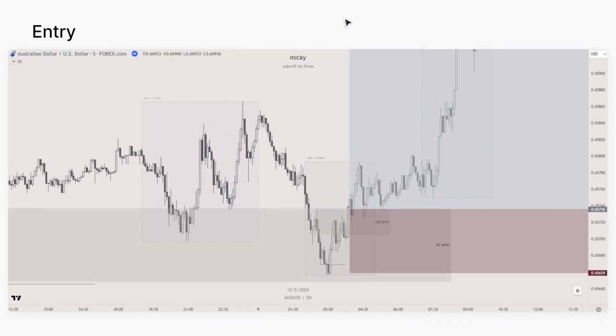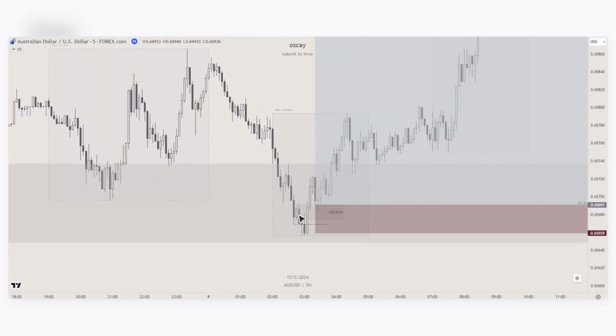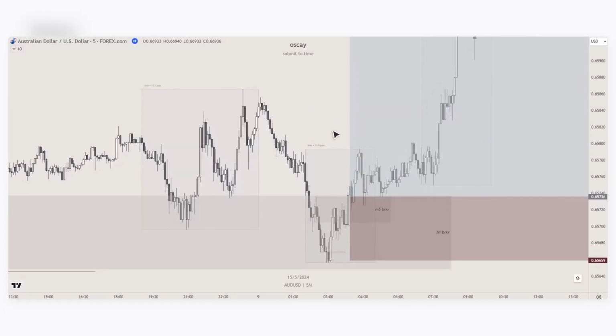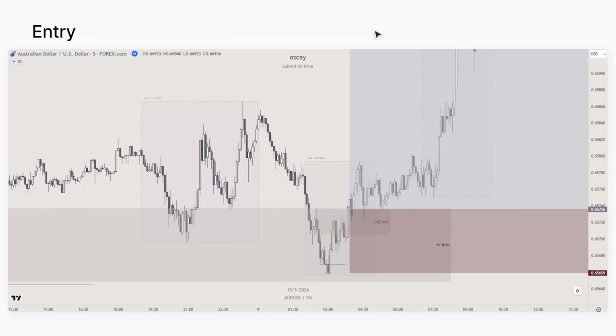Now, if you want some extra confirmation, right here we entered on this breaker, the first one, but people could be like, oh no, that's an internal breaker. Okay, I'm gonna give you the benefit of the doubt. So we have a high that rebalanced the fair value gap right here. We displace through it, and then you could see that as a breaker too, and put your limits there if you want. Hey, it's up to y'all.